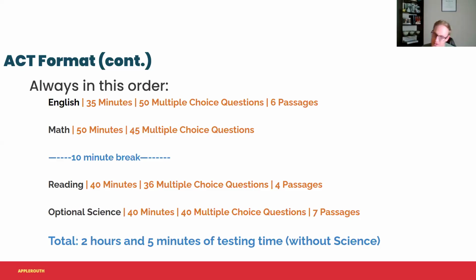English has 6 passages. That'll be our first section we dive into a little bit more. Math is all multiple choice. It used to be 5 choices, but now it's only 4. So A, B, C, D, no choice E. 10-minute break after math, and then the reading section, which for some people will be the last thing.